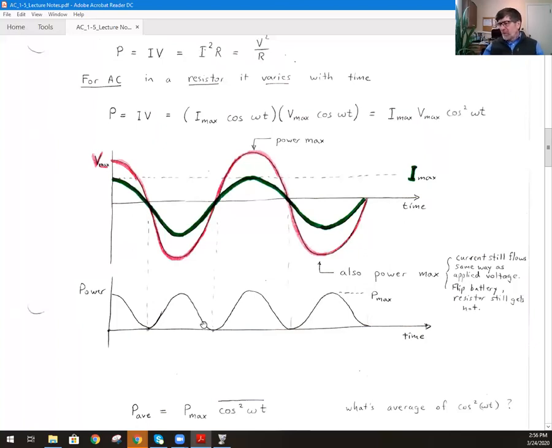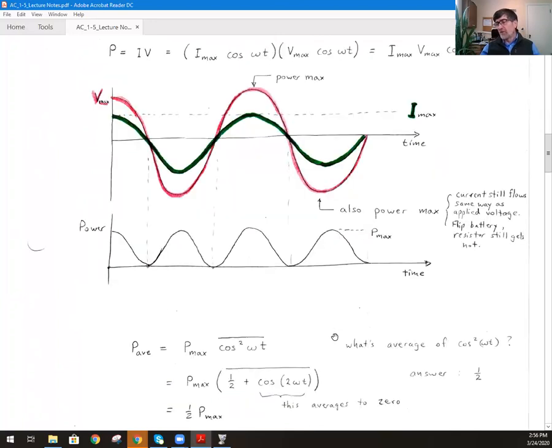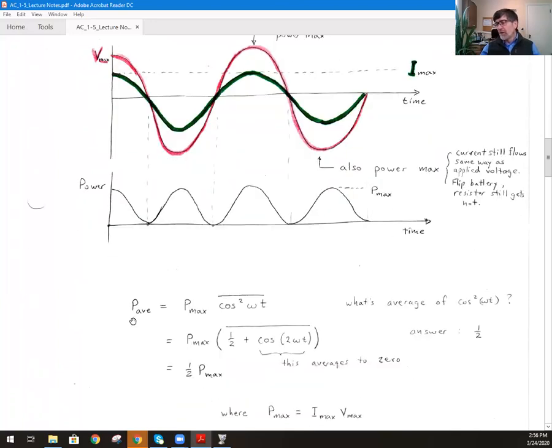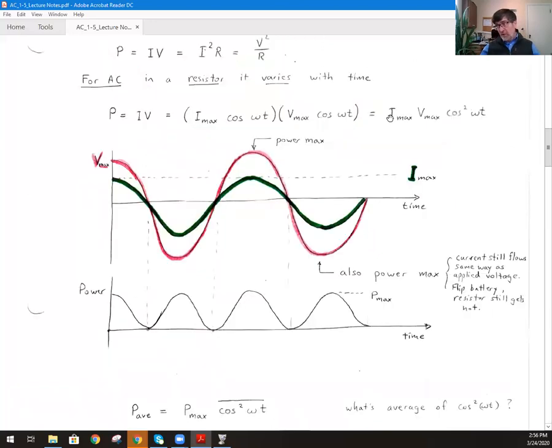Now, this power is going up and down. It does have moments of zero when the current and voltage cross through zero. Then for an instant, there's no power being dissipated. What often is of much more interest than trying to see what the power is doing at one instant is what is the average power. So let's see if we can calculate the average power. So here's average power. That's going to be taking this expression up here and trying to average it out.